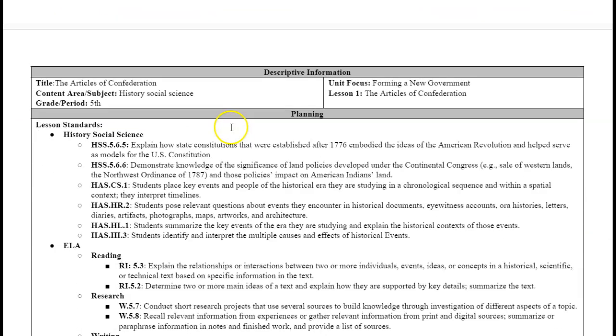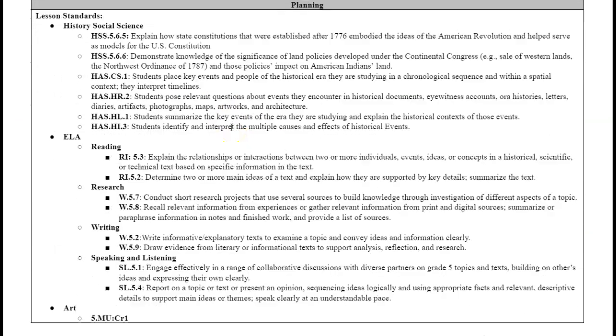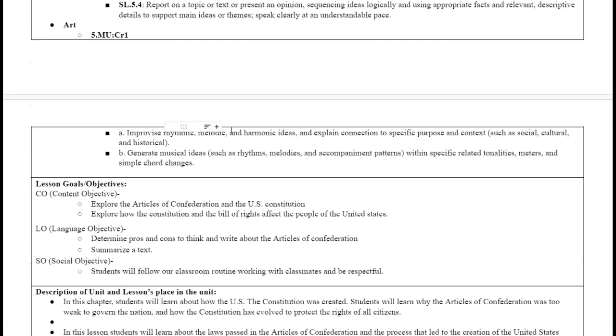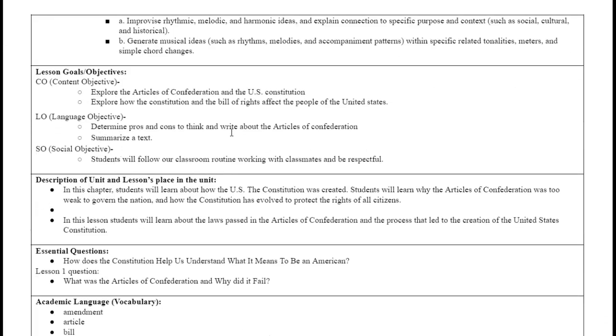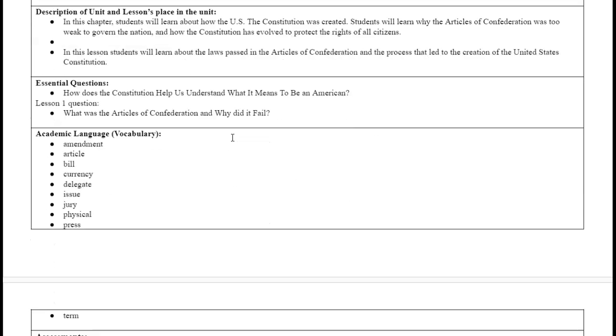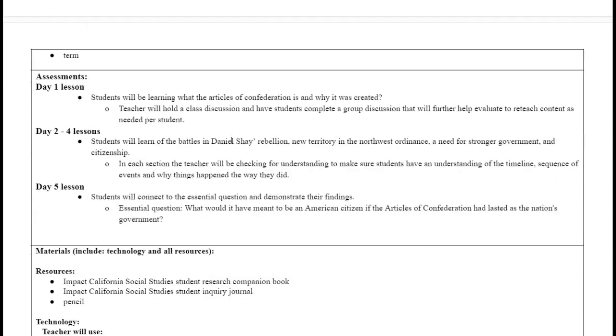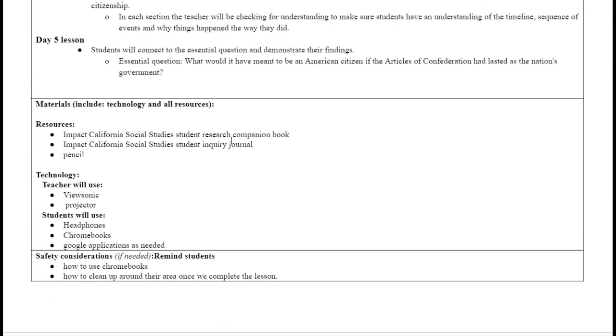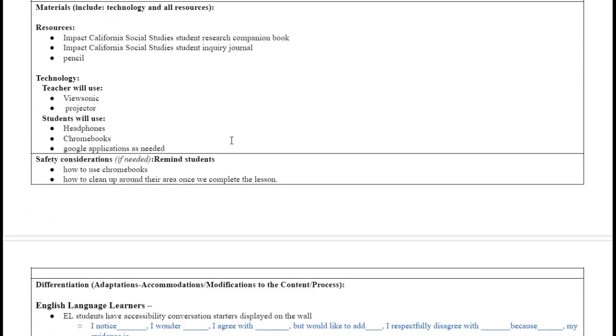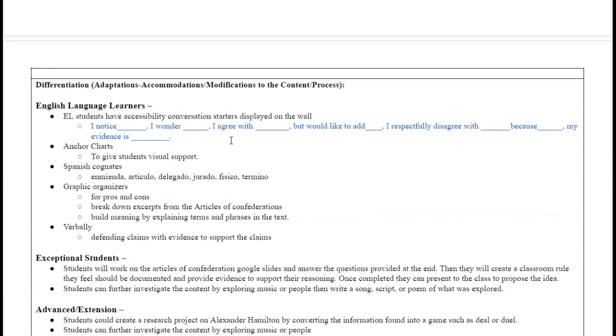Okay, now I go into explaining my lesson standards, what I'm using, how I'm using it. I'm also going over my content objective, language objective, so I'm just going to scroll down so I can explain. The assessments, I did it based on the days and the materials and resources.